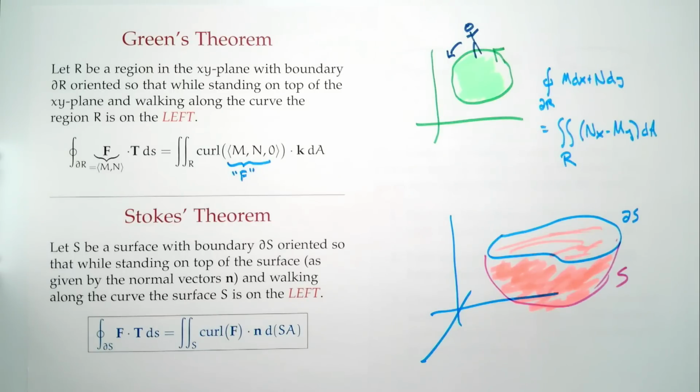But now, what do we mean when we talk about orienting a surface? Well, when we talk about orienting a surface, what we're talking about is saying which way is the top side. So surfaces usually come with two sides. Now, not all surfaces do. There are some surfaces which can't be oriented.